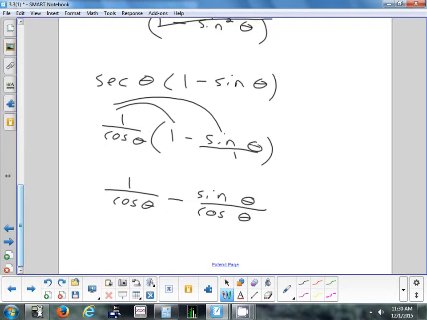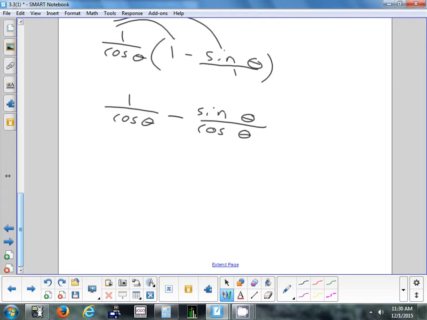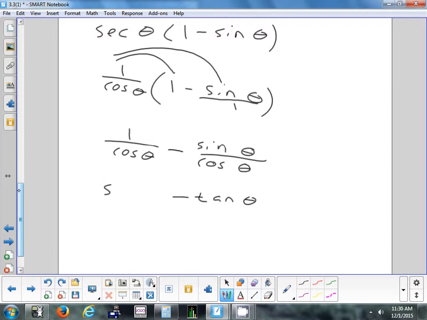Okay. Now when I look at that second part, I do see something that can happen. We have sine divided by cosine, but there's an easier way to write that. That's just tangent. So this last part is just tangent. And what could we have kept the first part as? We could have just kept it as secant.